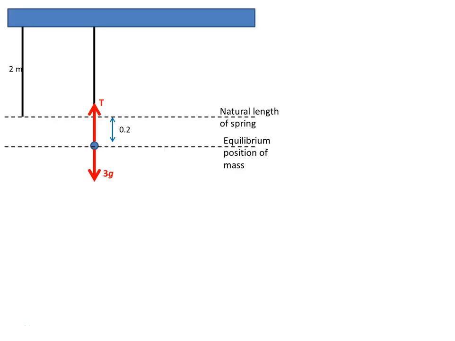Now for the next part of the question, we're going to raise the particle P so that it's only 1.2 meters below the ceiling. We're going to release it from rest, and we wish to calculate two things. First of all, its maximum speed in the subsequent motion, and secondly, the lowest point below the ceiling that it reaches.